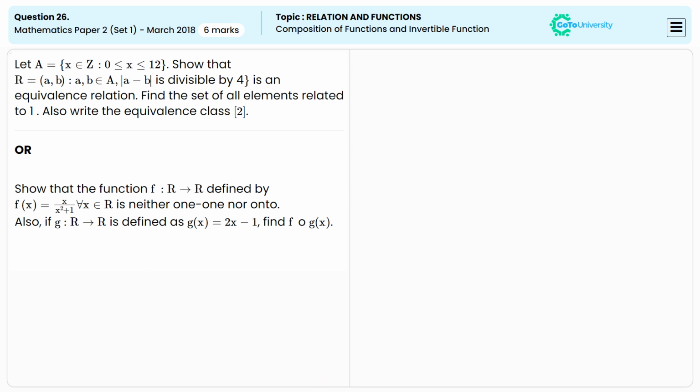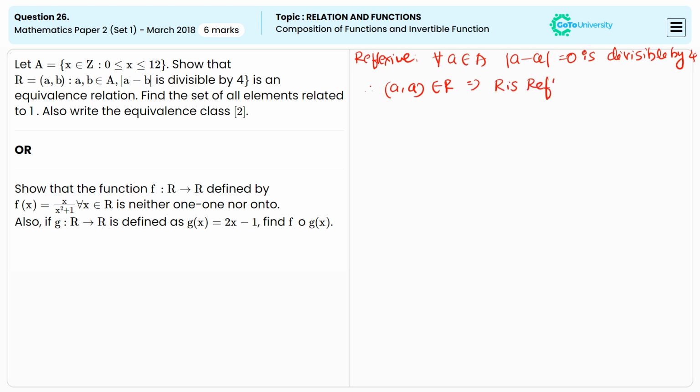So first, to prove that it is an equivalence relation, we need to prove that it is reflexive, right? So to prove that the given relation is reflexive, let us assume for all a belongs to the set A, a minus a, modulus of that will be 0, is divisible by 4. Therefore, (a, a) belongs to the relation, which in turn says R is reflexive. Let this be statement 1.